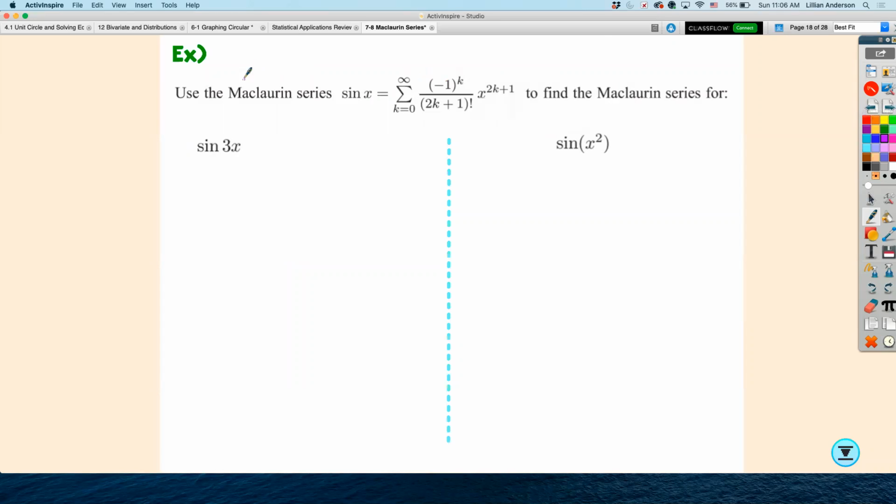Similarly, we're going to do this as well for sine 3x and sine x squared. We're going to use the Maclaurin series for sine x. This is the summation notation for sine x. In our reference booklet, it actually gives us the series written out in each of the terms. But for this particular case, we are just going to find the Maclaurin series, period. So that means we just need to find the summation notation.